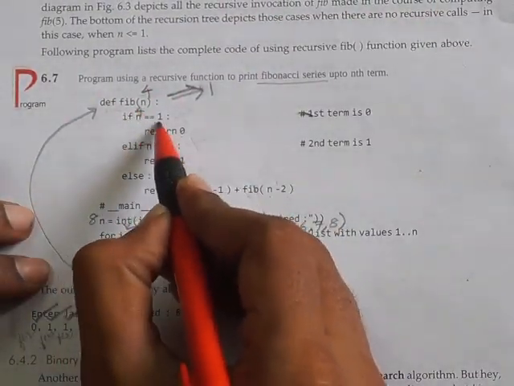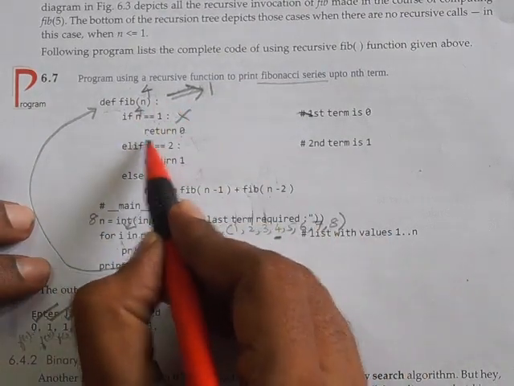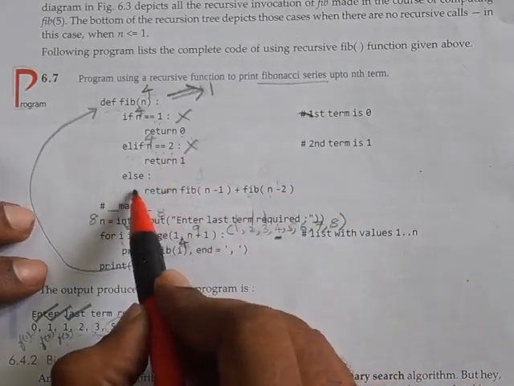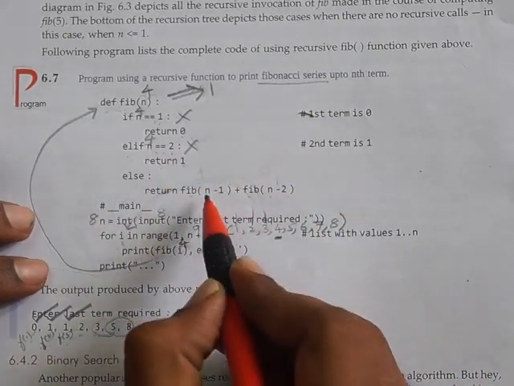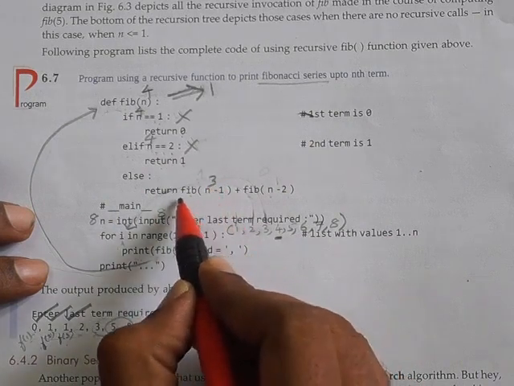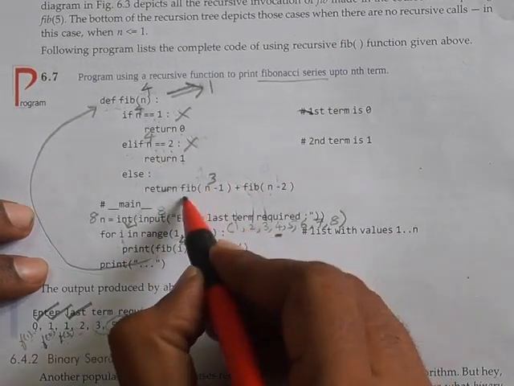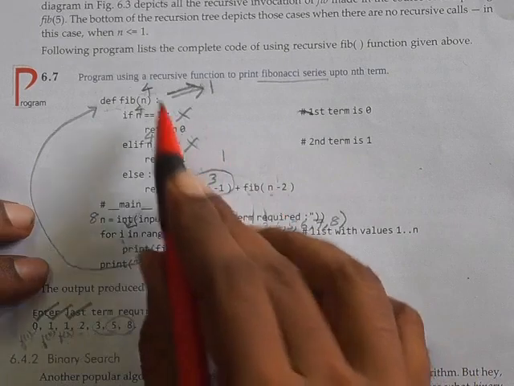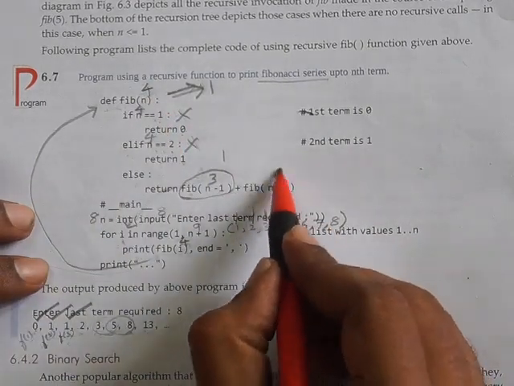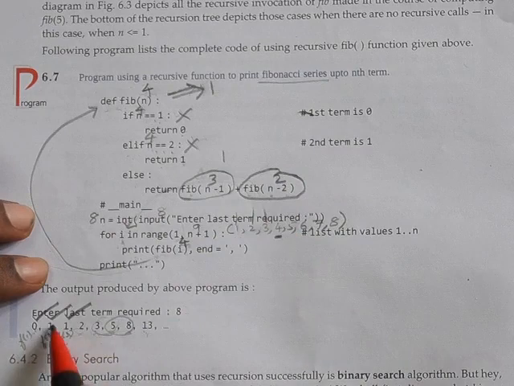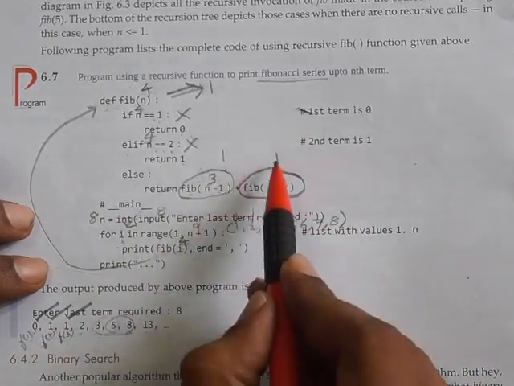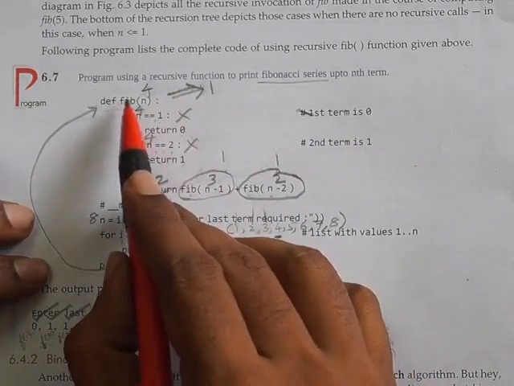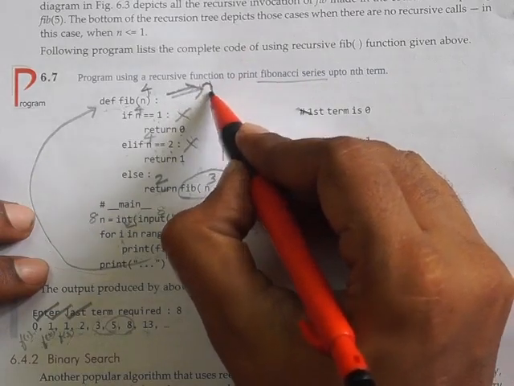So 4 equals 1, the condition is false. And here 4 equals 2, the condition is false. So it will come here. So fib of 4 minus 1 is 3. Fib(3), what is the value? Fib(3) is nothing but 1. And n is 4, so 4 minus 2 is 2. So fib(2) value is 1. So 1 plus 1 is 2. So return 2. That means fib(4) is nothing but 2.